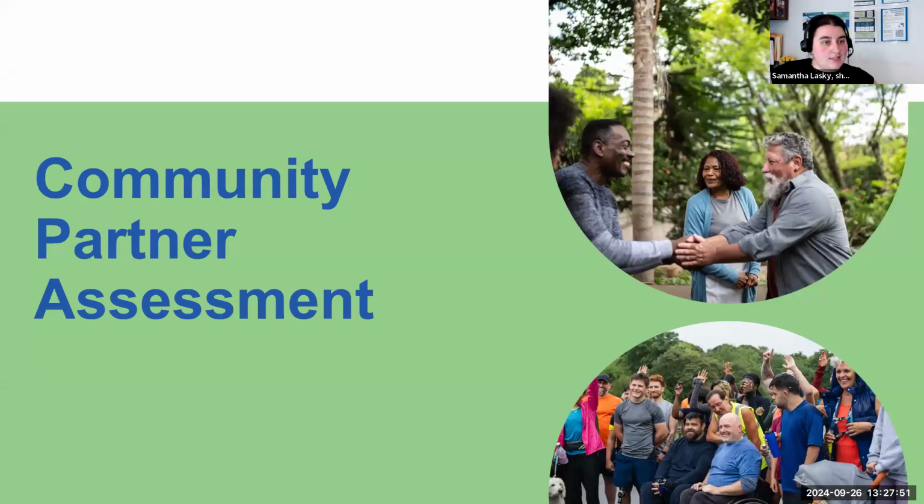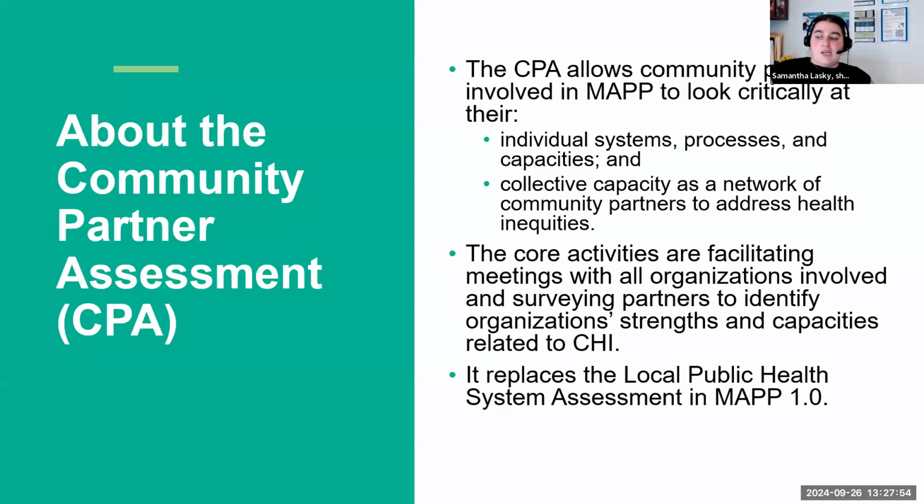So we're going to start by getting into the community partner assessment. The community partner assessment, the CPA, allows community partners involved in MAPP to look critically at their individual systems, processes, and capacities, and their collective capacity as a network of community partners to address health inequities. It should be used to identify current and future actions to address health equity at all of these different levels. And it's often noted as a not equal, but equivalent replacement of the local public health system assessment from MAPP 1.0.